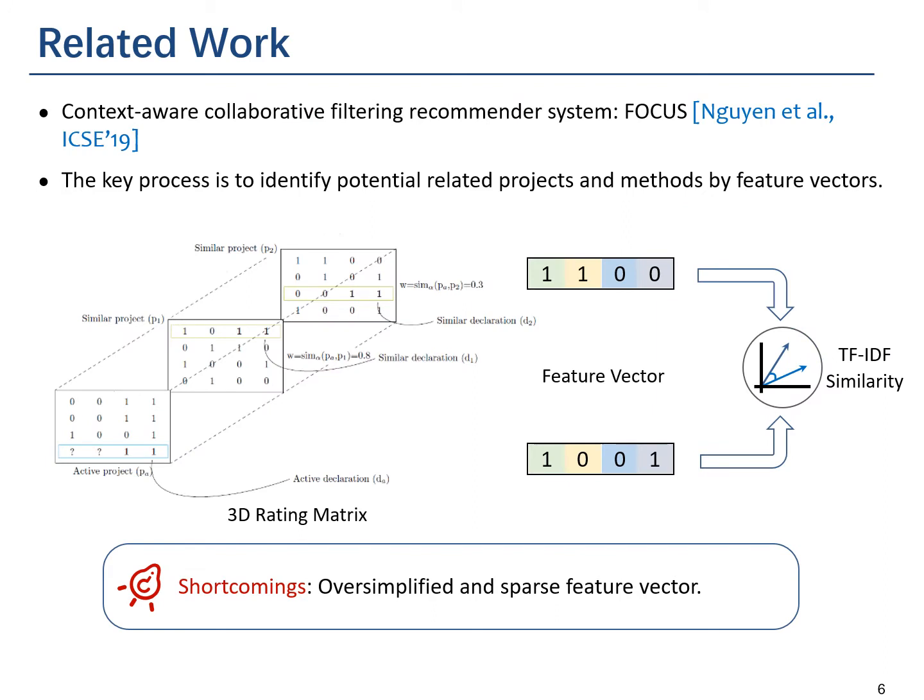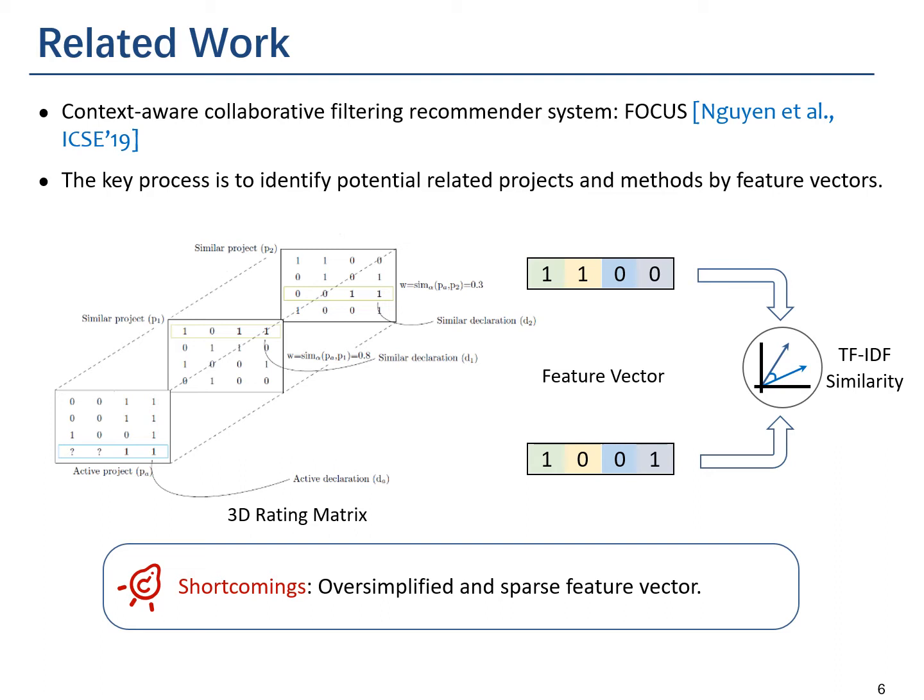Recently, researchers applied the context-aware collaborative filtering recommender system to API recommendation and achieved state-of-the-art performance. The basic idea is to fill the 3D rating matrix, just like in the product recommendation scenario. It finds potential APIs from similar projects and similar methods. So the key process is to identify potential related projects and methods by feature vectors.